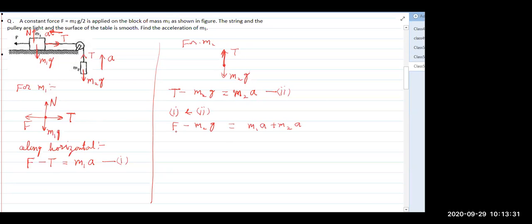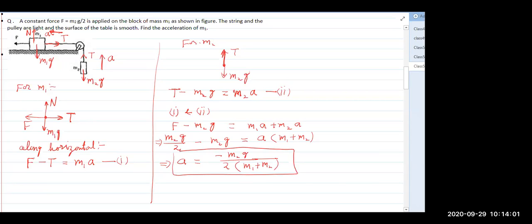Now how much is F? F is m2g by 2. So m2g by 2 minus m2g equals a times (m1 plus m2). If you solve it, a is minus m2g by 2 divided by (m1 plus m2). So this much acceleration we are getting, the acceleration of the two objects, and we are getting a minus sign here.